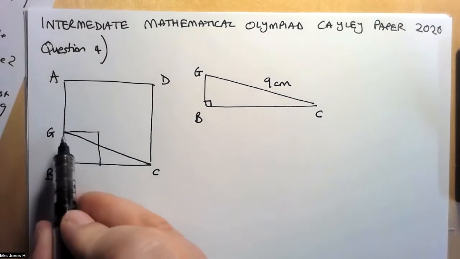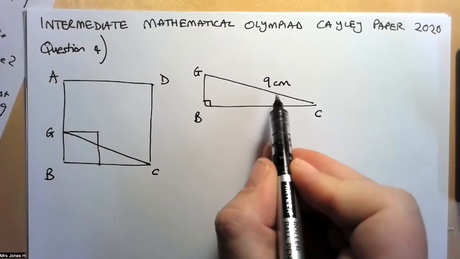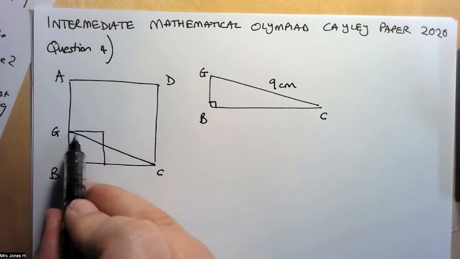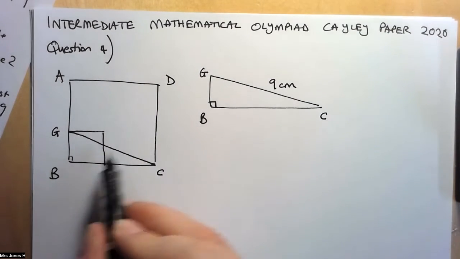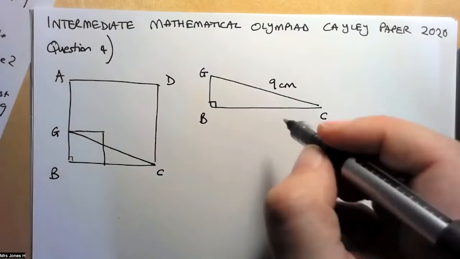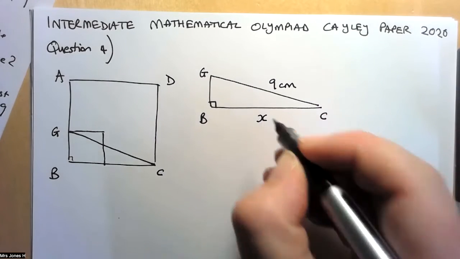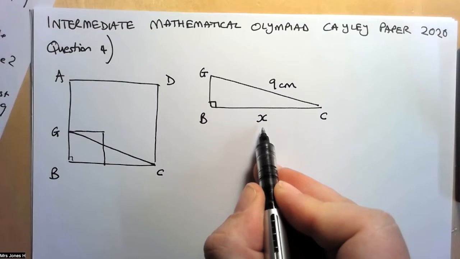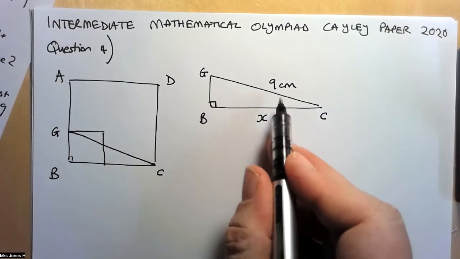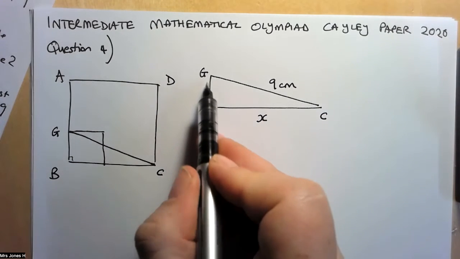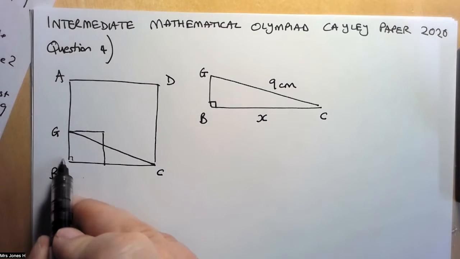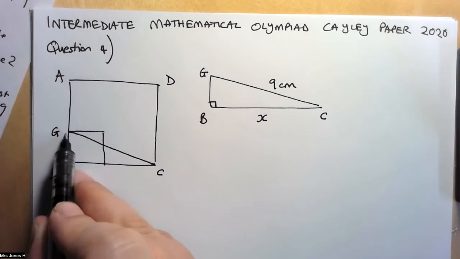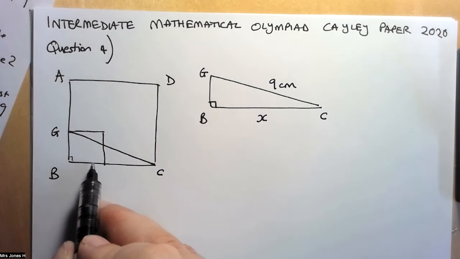So we know that GC is 9 centimetres. I've drawn out this triangle here like this. I'm going to give the length of BC the letter x. I don't know what it is yet, but hopefully I can find it out. BG is the length of the side of this square, so this is going to be useful if I want to find the area of that square.